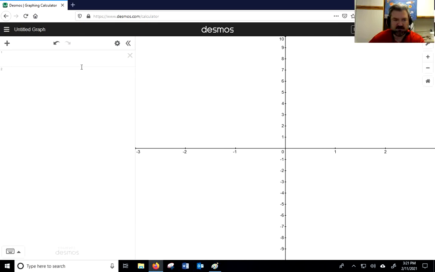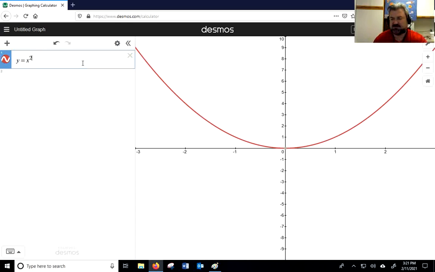But we're going to graph y equals x squared. Okay, so you can see that that should be the shape that you're expecting. I want you to focus on what happens as we pick a point at the center and move off to the right or left, and see how we go up on both sides.